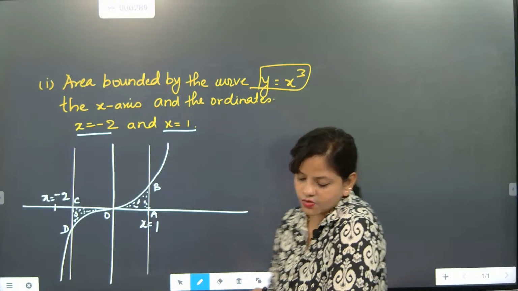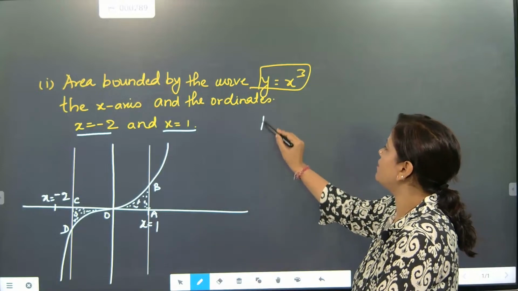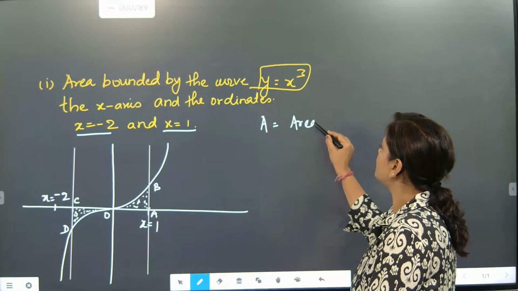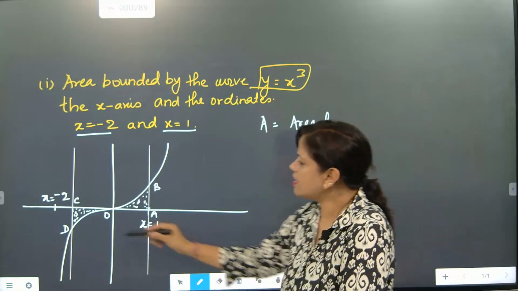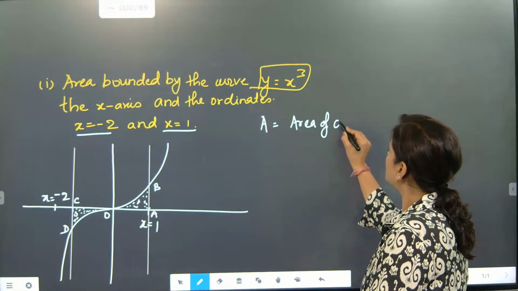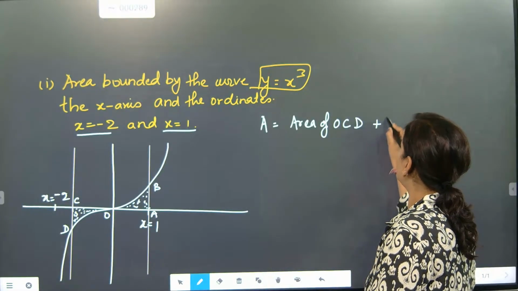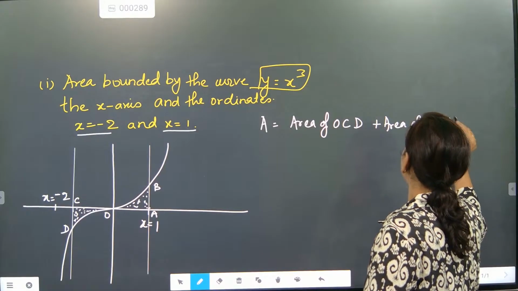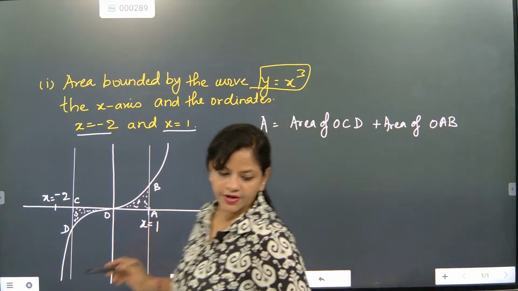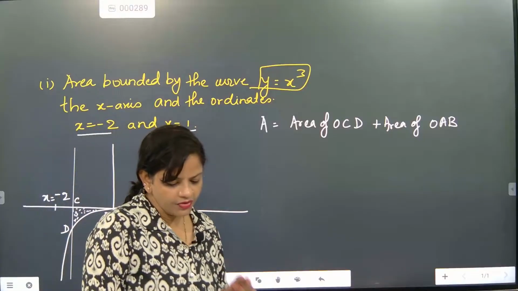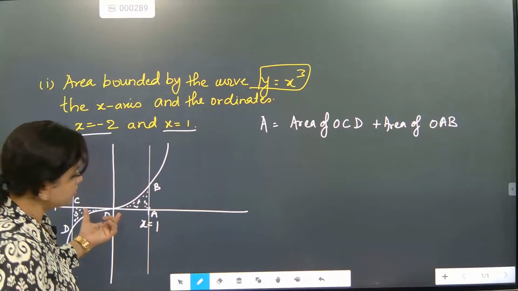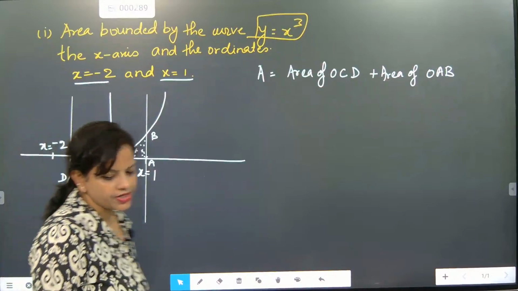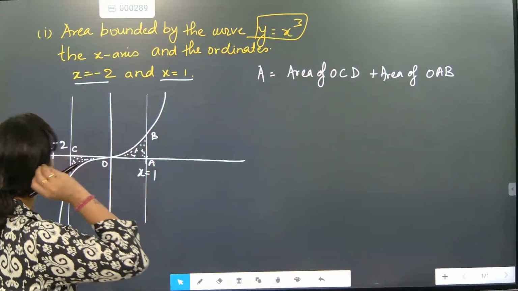Now next work is what? We know that the area of the bounded region will be exactly area of OCD plus area of OAB. So these two areas we are going to find. So what is our equation? Our equation is this one. See, some basic concepts I am going to explain to you so that it will become easy for you. Now look here.